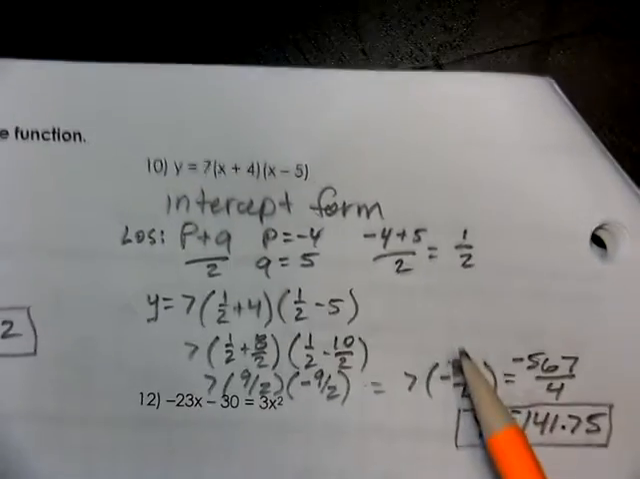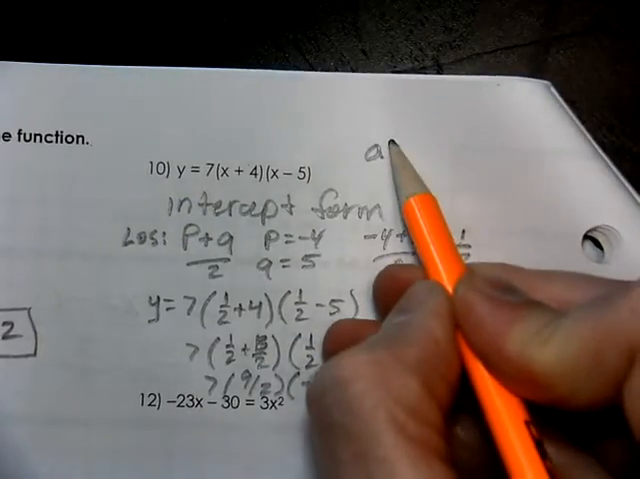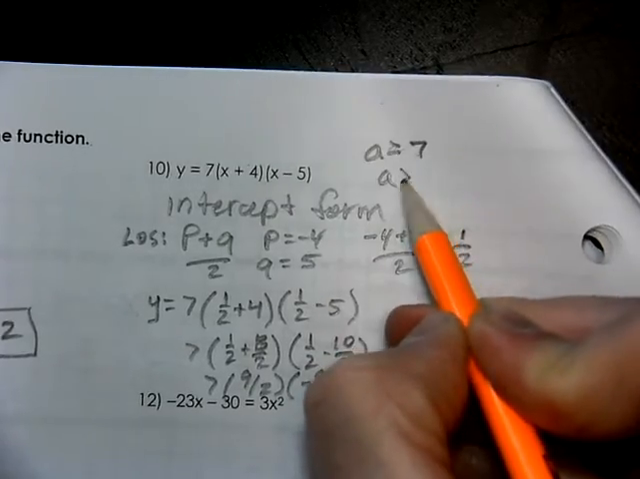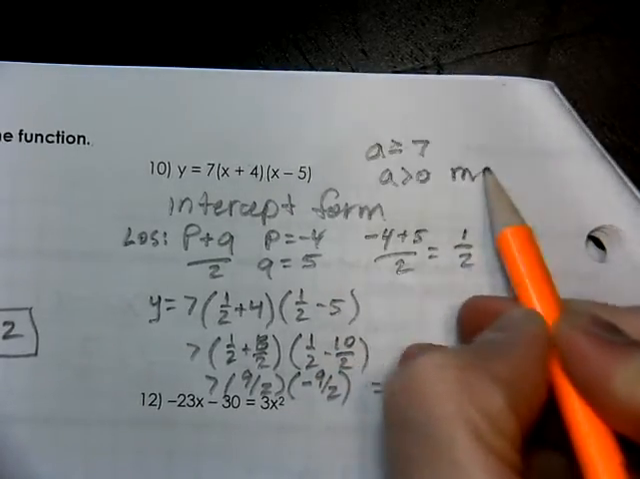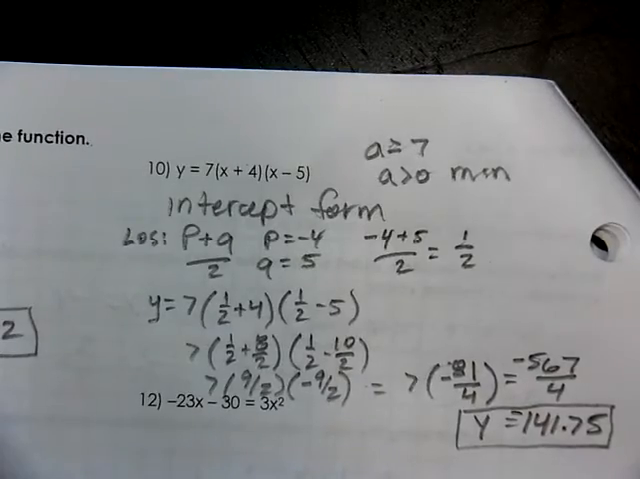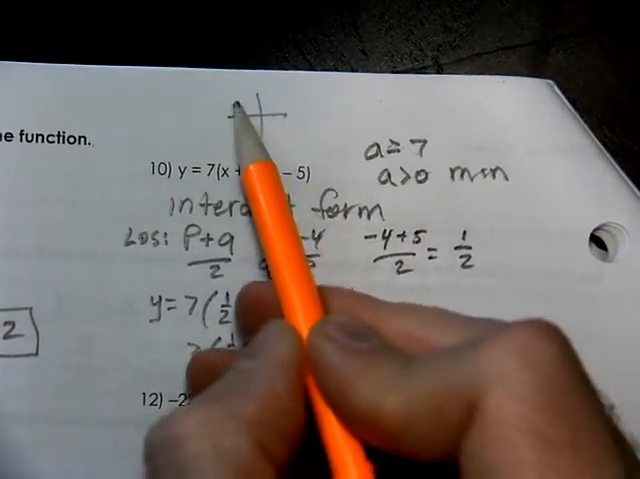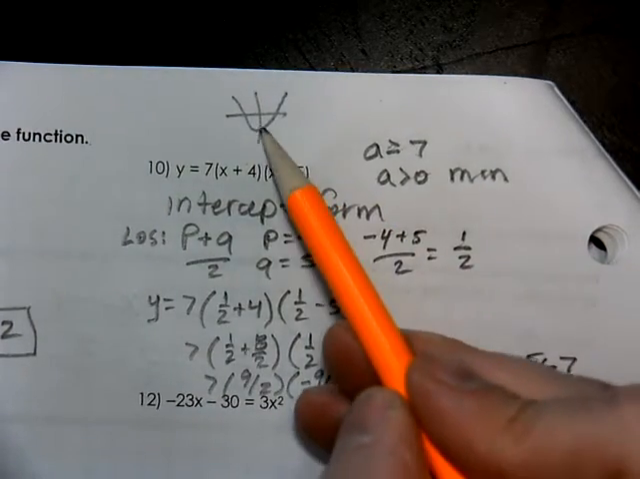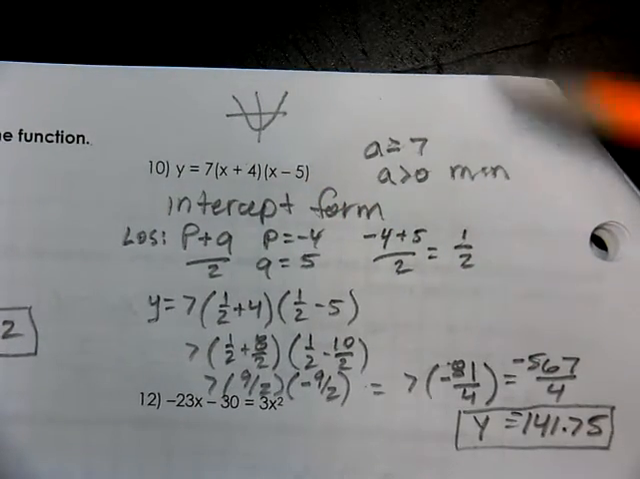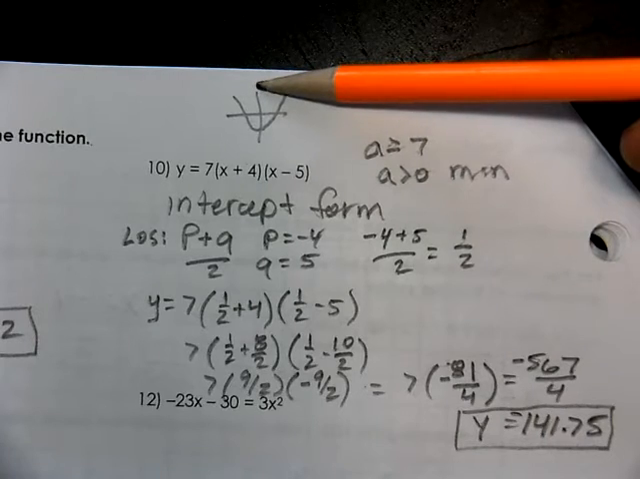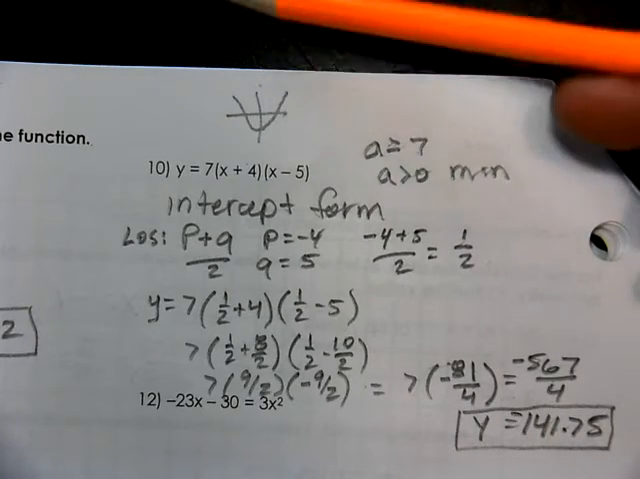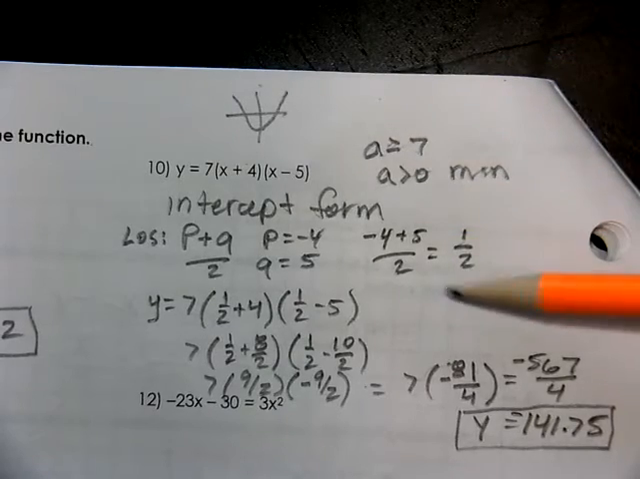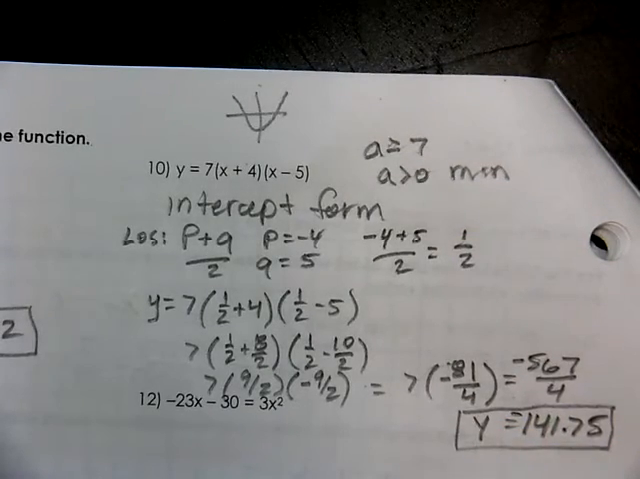We know that with this equation, the a value is equal to 7. So the a value is greater than 0. So we know this has a minimum value. If it has a minimum value, it has to be opening upwards. So it has a low point. So I knew I couldn't be way up at 141 opening upwards because it would never touch the x-axis. But I know this touches the x-axis at 2 spots.